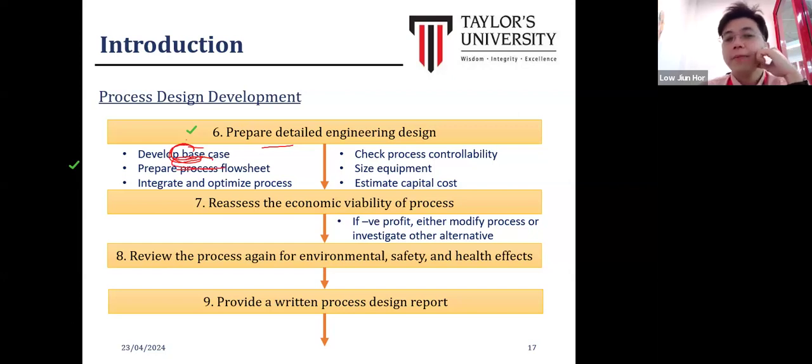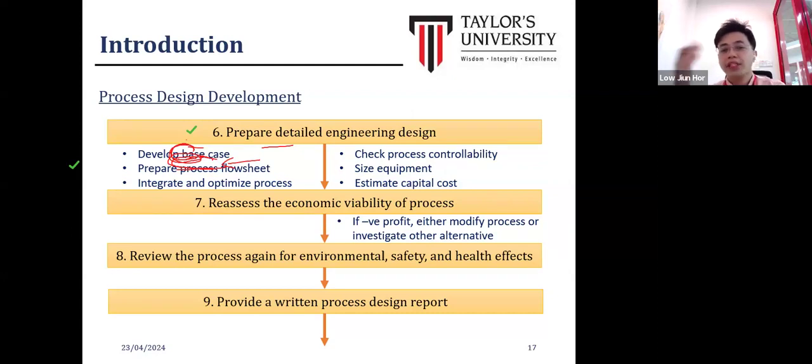Okay, so that means until this step, you already identify the equipment that you want to use, what the processes are that you are going to carry out in all the equipment, and also you know how you are going to link this equipment or unit operations together in order to come up with a complete process flow sheet.